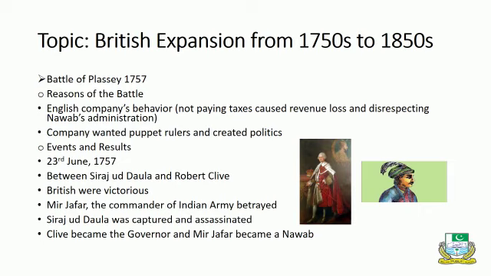Nawab of Bengal, Sirajuddaulah, ruled this part of India from 1756 to 1757. Just because of the behavior of the EIC, he had to be strict with them. And the same reason became the cause of the Battle of Palasi in 1757. Because East India Company wanted puppet rulers, and for that they were creating politics in the subcontinent. When Sirajuddaulah came to know about this, he decided to capture Fort William, which was situated in Calcutta.